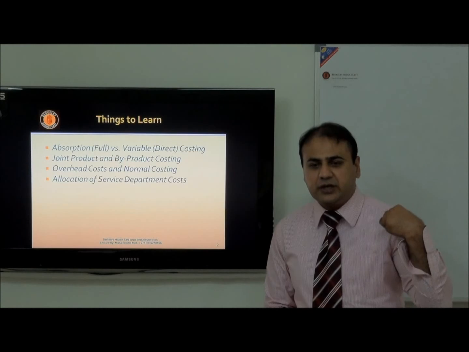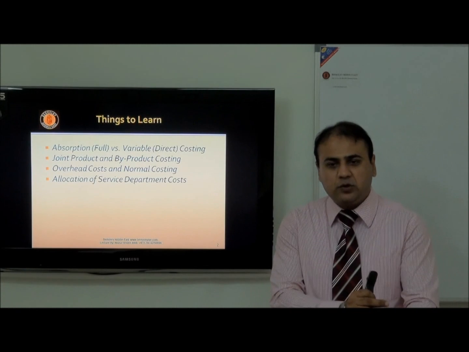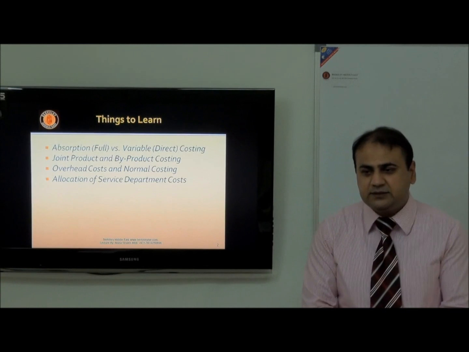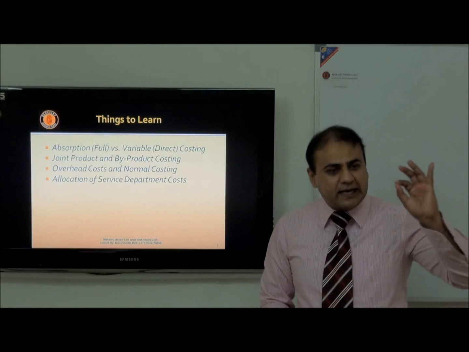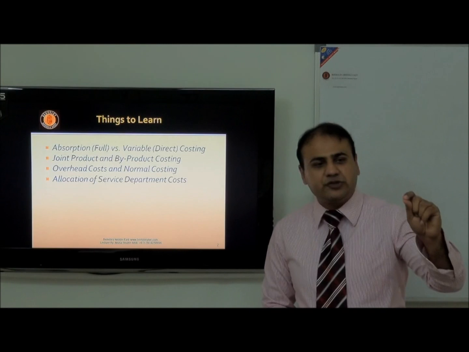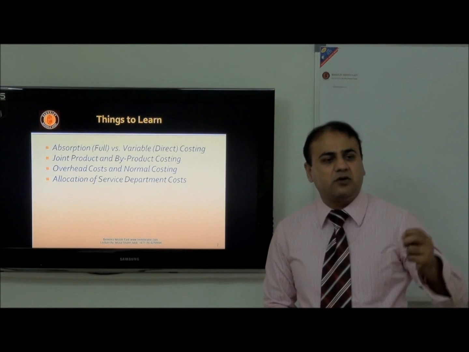Suppose we are making a shirt, we know how much cloth we need, how much stitching we need, what are the accessories to be added in. So we can add, this is the cloth, this is this, and this is what the tailor is going to charge, so this will be the price of a shirt.